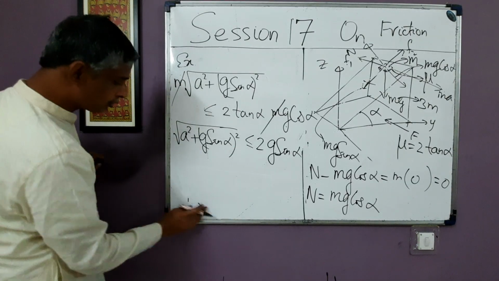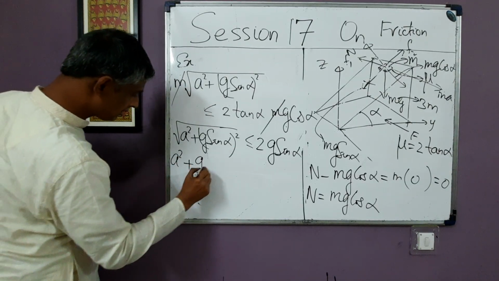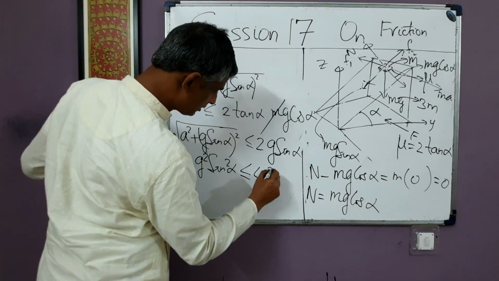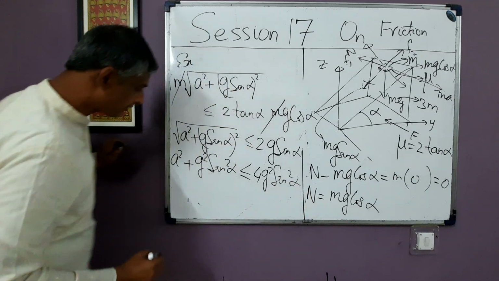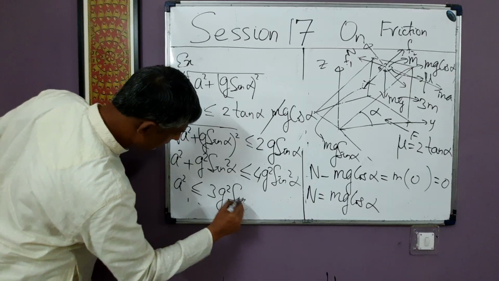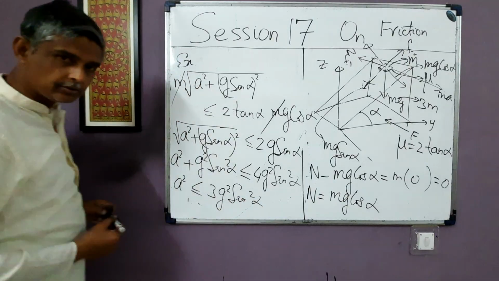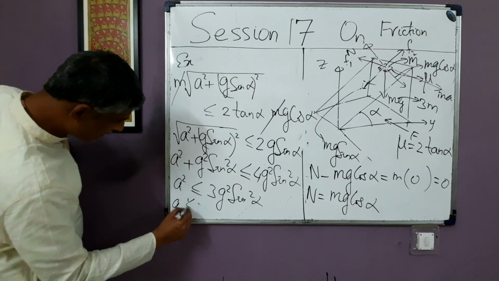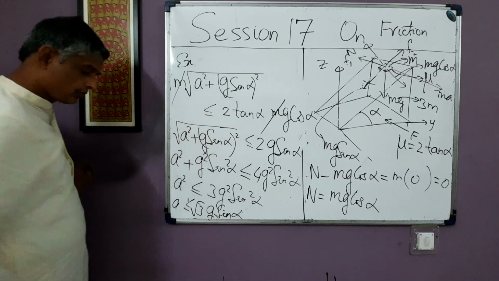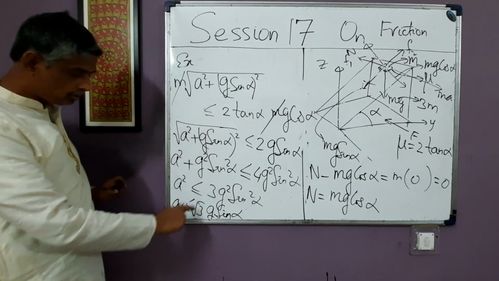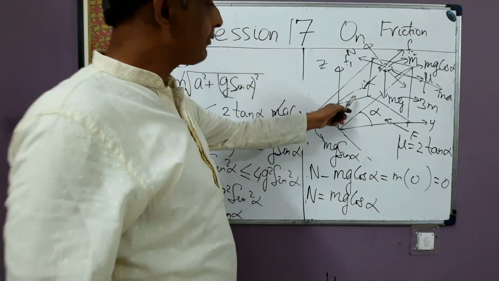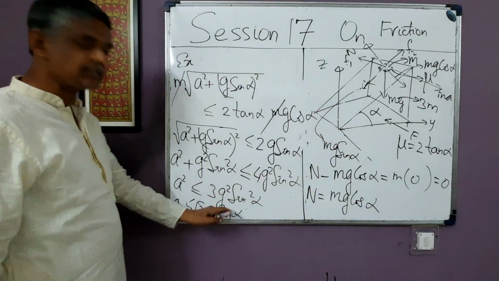I'll square this equation on both sides. a square plus g square sin square alpha is less than or equal to 4g square sin square alpha, so a square becomes less than or equal to 3g square sin square alpha. Now take the square root. So a becomes less than or equal to root 3g sin alpha. So in order that the block does not slip with respect to the wedge, acceleration a of the wedge with respect to ground should be less than or equal to root 3g sin alpha.